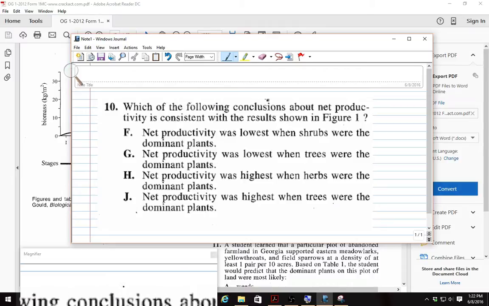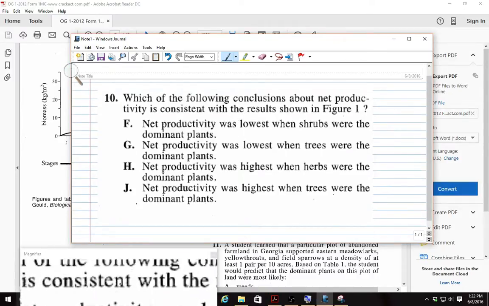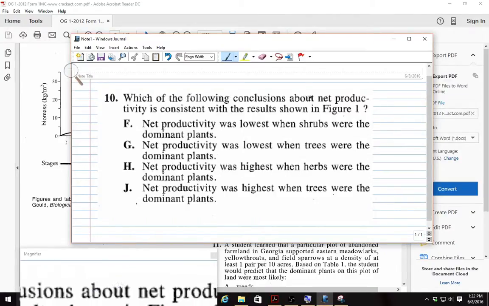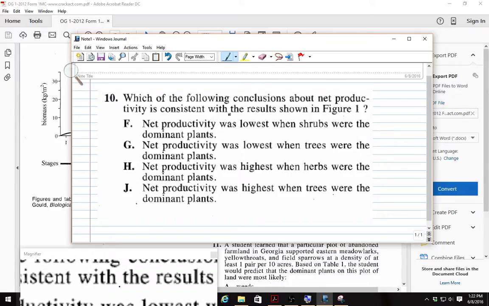Which of the following conclusions about net productivity is consistent with the results shown in Figure 1? Net productivity was lowest when shrubs were the dominant plants. Net productivity was lowest when trees were the dominant plants. Net productivity was highest when herbs were the dominant plants. Net productivity was highest when trees were the dominant plants.